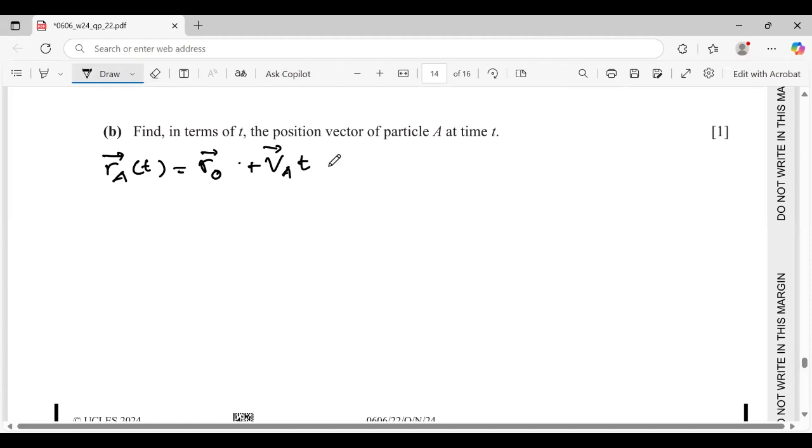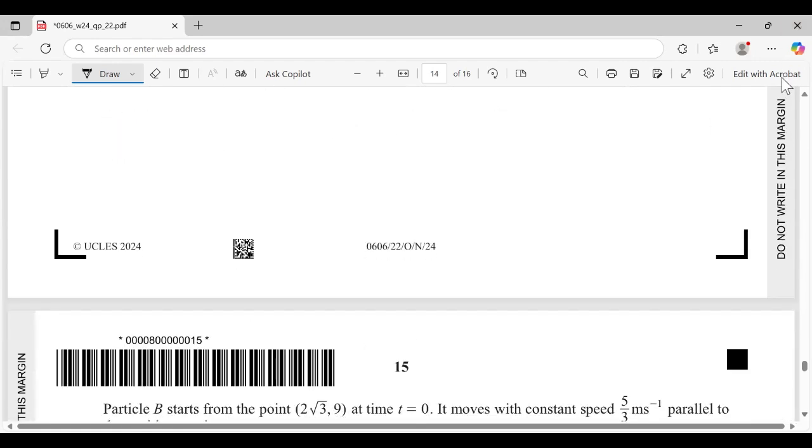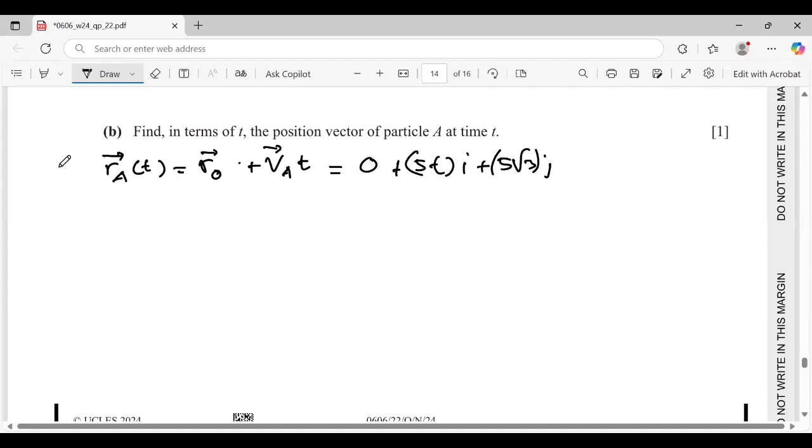In times t, it is 0 plus 5t i plus 5 square root 3 j. This one is the position vector A. Okay, and next question. Wait, I'm going to fix the position vector: times t is 5t i plus 5 square root 3 j. This one.